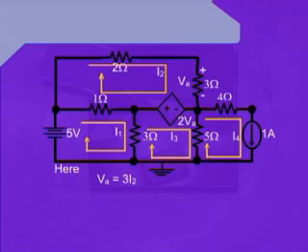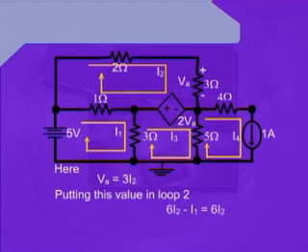Therefore, putting this value in the equation for loop number 2, we can have 6I2 minus I1 equals 6I2. Now 6I2 and 6I2 will cancel each other. Therefore, we are left with I1 equals 0.